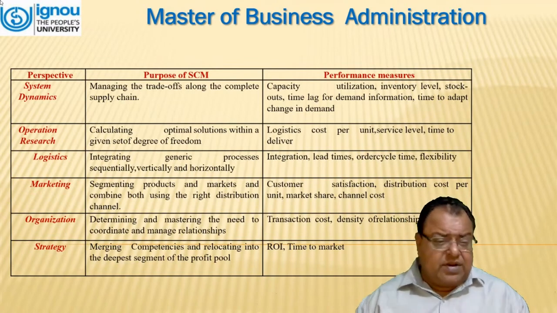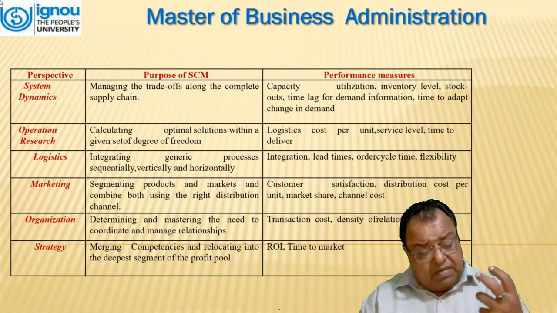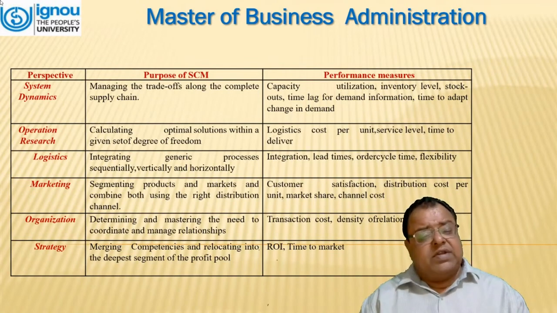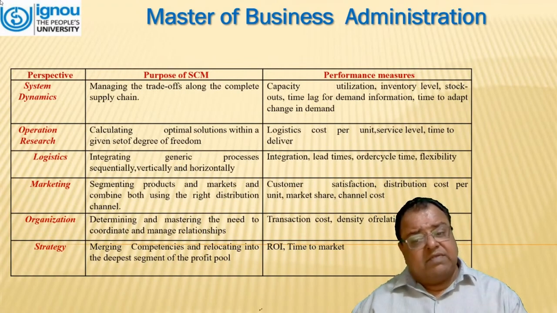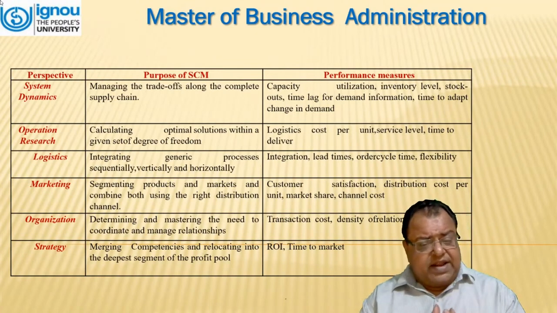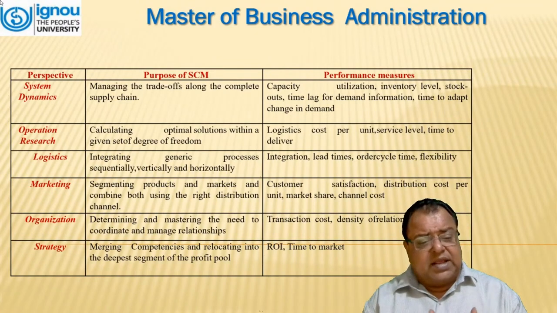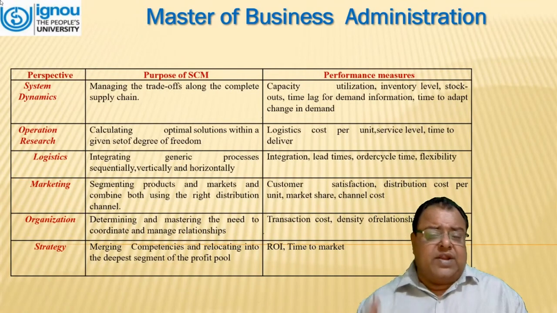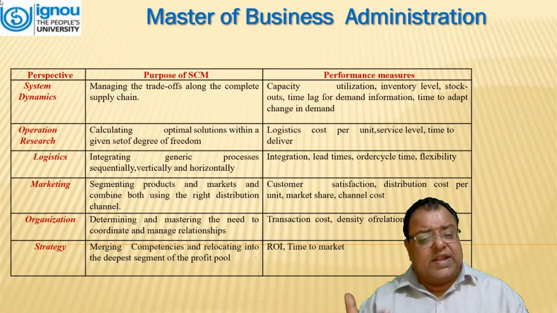If you talk about operation research, it is related to calculating optimum solution within a given set of degrees of freedom. That is logistics cost per unit or service level, time to deliver. In terms of logistics, it is integrating generic processes sequentially, vertically, and horizontally. And its relation with the performance measures includes integration, lead time, order cycle time, and flexibility.